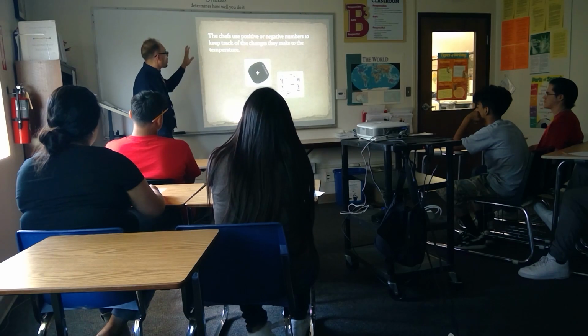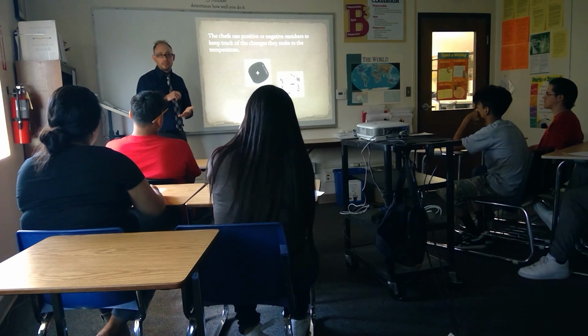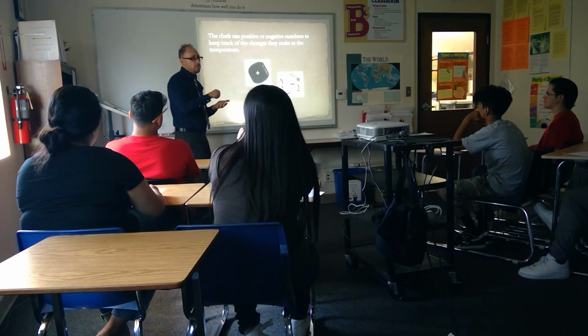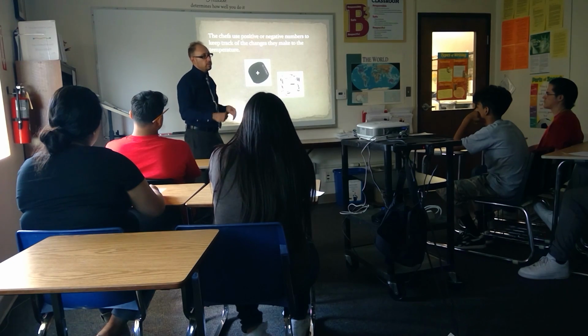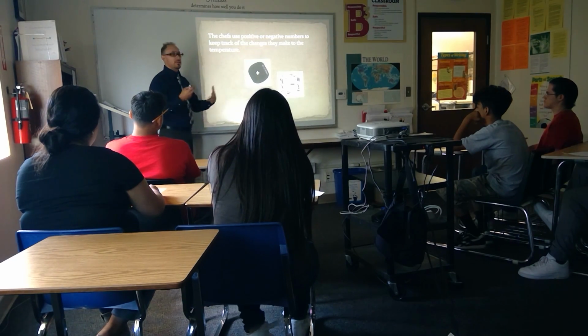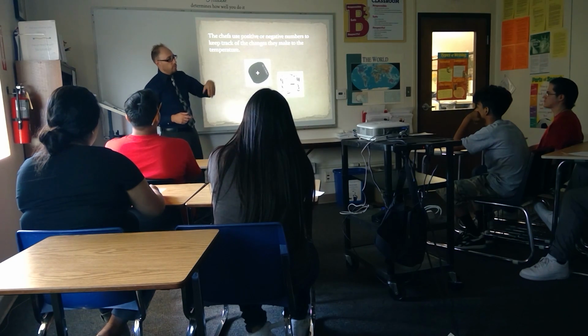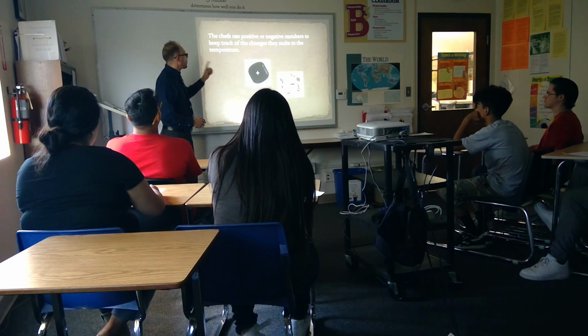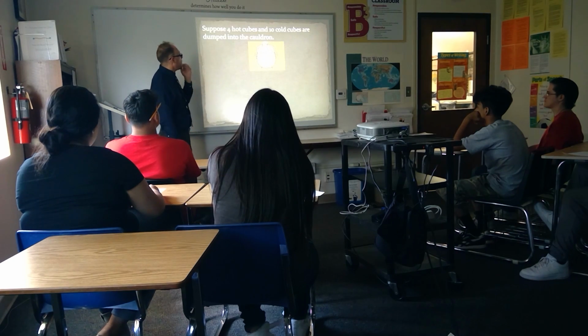All right. So the chefs, when they're writing their recipes, when you write a recipe, you gotta put a cup of flour. Cool. It just says words. It doesn't show you a picture of flour. So they need to use symbols to write that they're adding hot cubes, removing cold cubes, whatever they're doing. They're going to use positive and negative numbers.